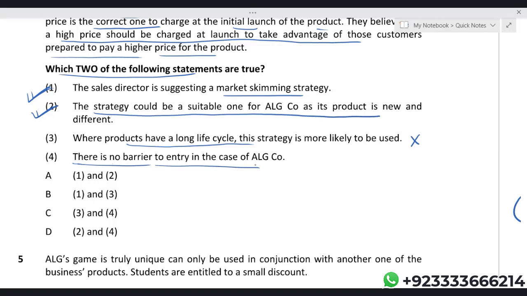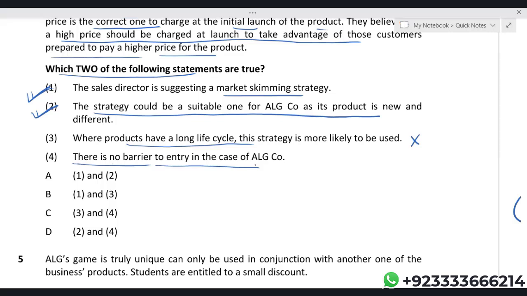Number two, if high investment is needed to develop the same product which you have produced, that also works as a barrier. It is written in the question that ALG company has faced a high development cost. So actually high development cost works as a barrier for the new entrants. So here they are saying there's no barrier to entry. No, there's a barrier. Obviously, only one factor is not a barrier. There are so many factors that work as barriers for the new entrants.